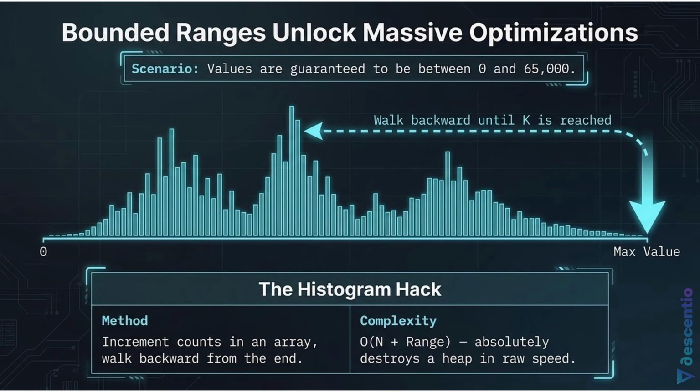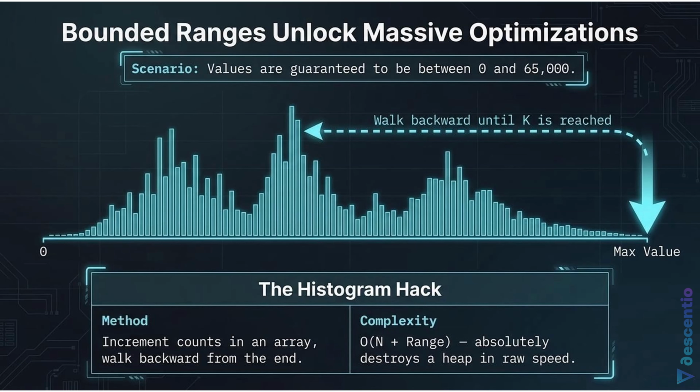It is pure O(1) insertion per element. You do a single linear pass over the data. Then to find the top K, you just start at index 65,000 and walk backward, accumulating your counts until you hit K items. The time complexity drops to O(n + range). And in practice, O(n + range) using sequential memory access is staggeringly fast. It absolutely destroys a heap in terms of raw speed.